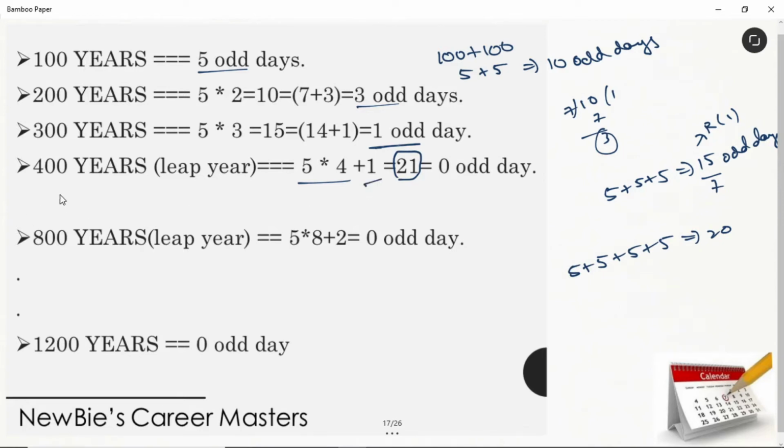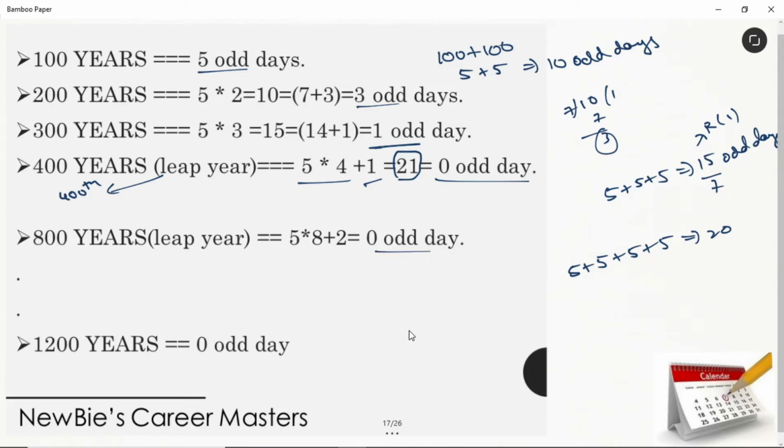See, the 400th year is a leap year. There we get 1 extra day. So we are adding 1 day. It is not 20, it is 21. 21 divided by 7, 0 odd days. Am I clear? Not only 400, all multiples of 400 have 0 odd days.